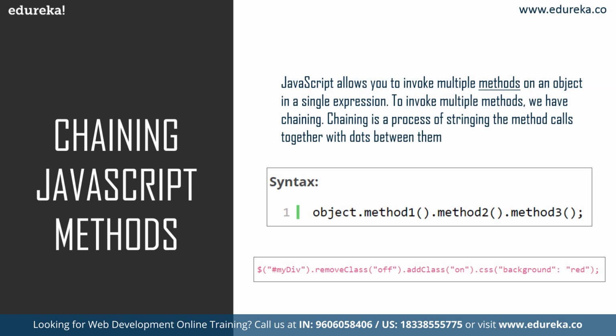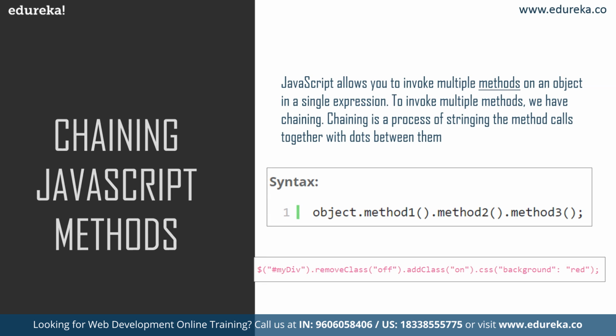So here this is another way of how you can chain the jQuery selector methods, for which we have the $mydiv.removeClass off .addClass on, and then we have taken .css background equals to red. So we are specifying a background color, adding class on, and then removing the class off. So this is another different way of doing it with the jQuery selector. So this was about chaining.